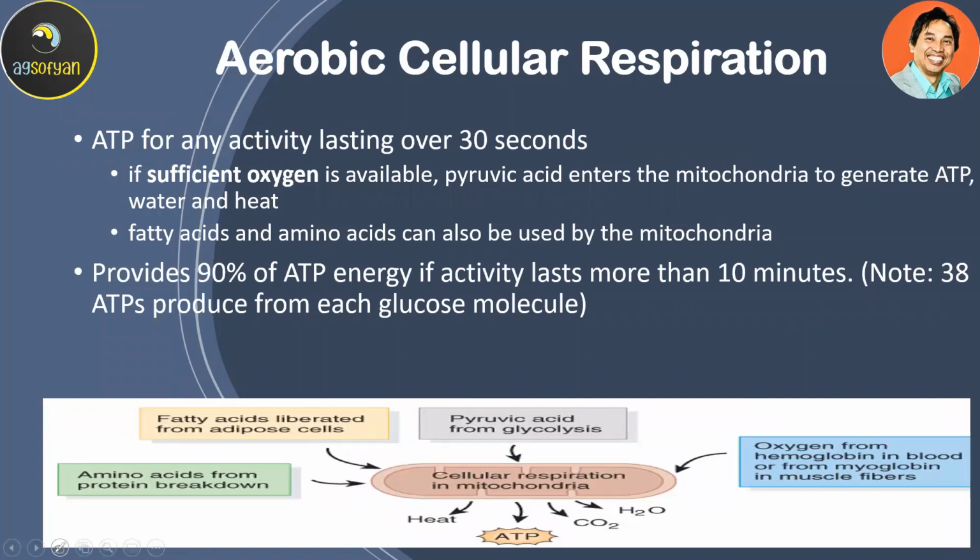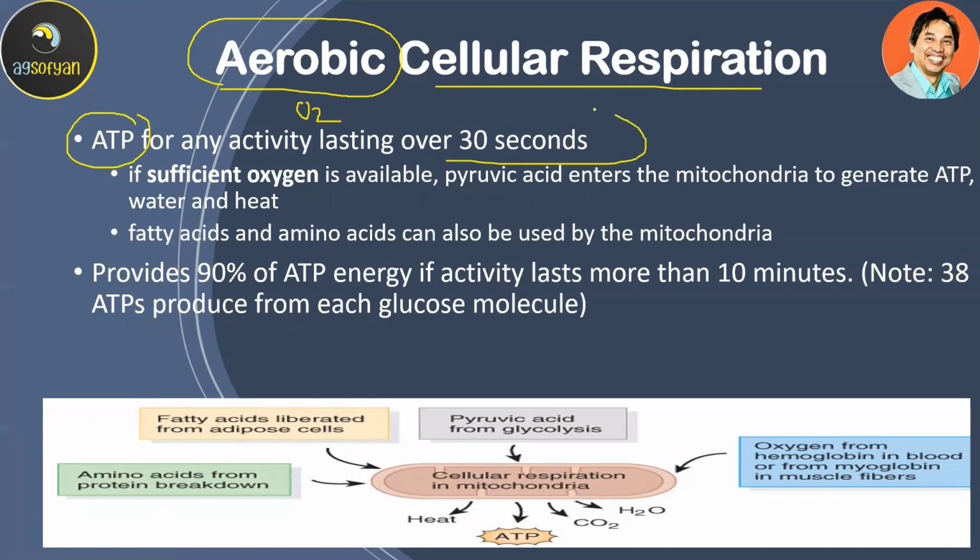And this is the primary source for our contraction, which is coming from aerobic respiration. Using oxygen, cellular respiration. Again, glucose plus oxygen will produce ATP. And this is used for any contraction over 30 seconds, maybe minutes or even hours. And it provides about 90% of the ATP used during our contraction. And again, this is how it's happening.